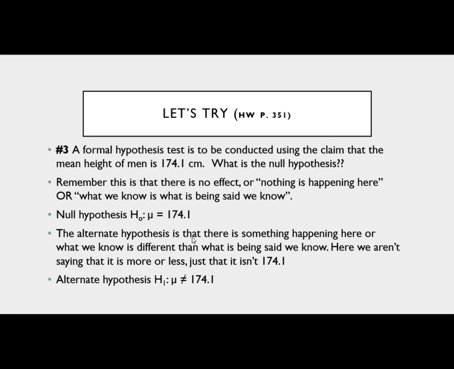The alternate hypothesis is that there is something happening here, or what we know is different than what is being said. Here we aren't saying there is more or less, we're just saying it's not 174.1. So we use this not equal sign. Our alternate hypothesis is H sub 1 or H sub A, and we say mu is not equal to 174.1. Null says it's 174.1, alternate says, you know what, it's not 174.1.